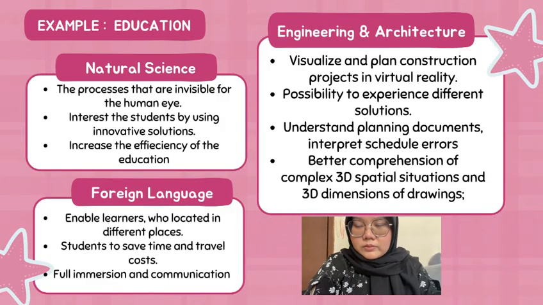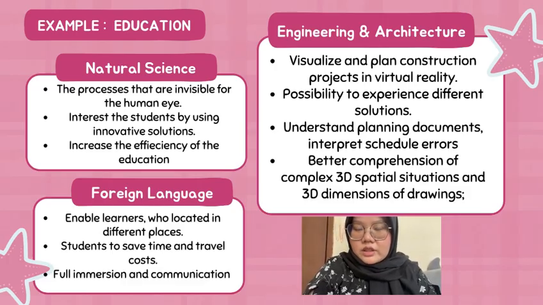Next I will explain examples of VR and 3D visualization. The first point is education. Education has 3 points: natural science, foreign language, and engineering and architecture. For natural science, visual tools allow students to observe invisible processes such as molecular reactions or space phenomena. This boosts interest through innovative learning methods and improves overall educational efficiency.